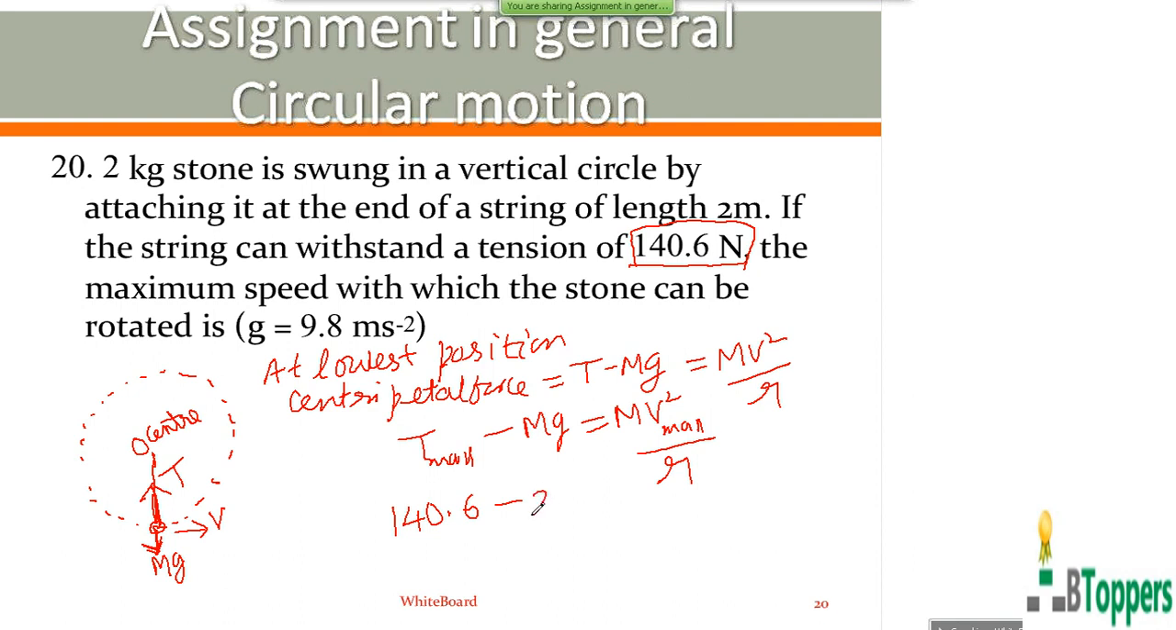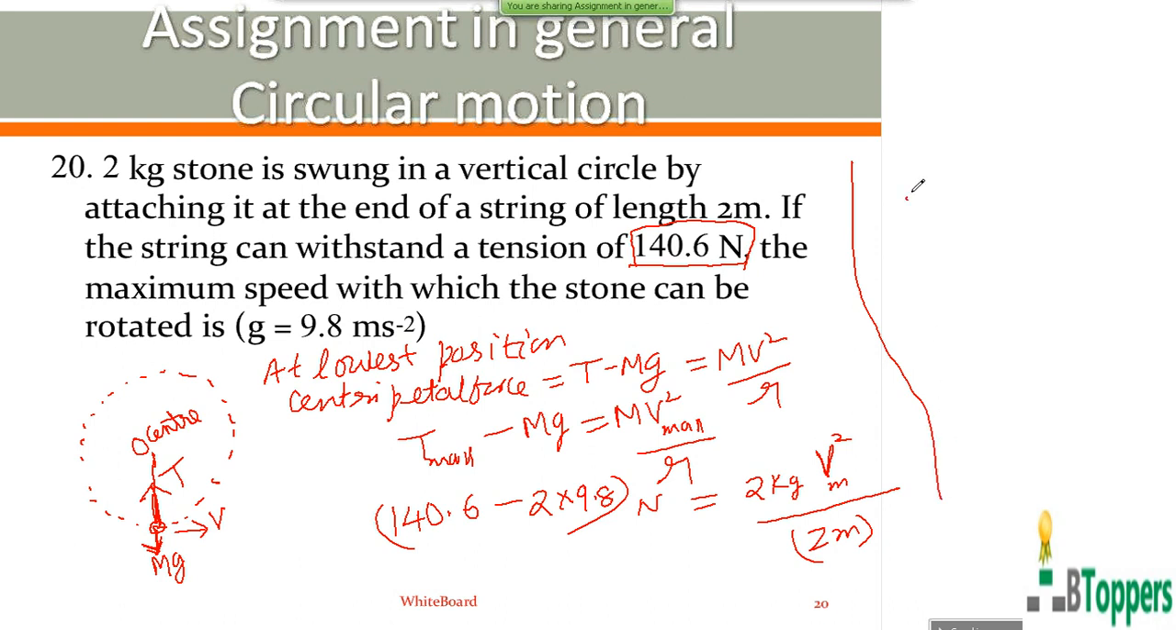The mass m of the stone is 2 kg, g is 9.8 meter per second square. The mass m is 2 kg here. Maximum speed I denote by Vm. That means the maximum speed with which the stone can be rotated without breaking the string, I denote Vm. The radius of the circular path is the length of string, that is equal to 2 meter. So you get Vm square. Come on, copy down.